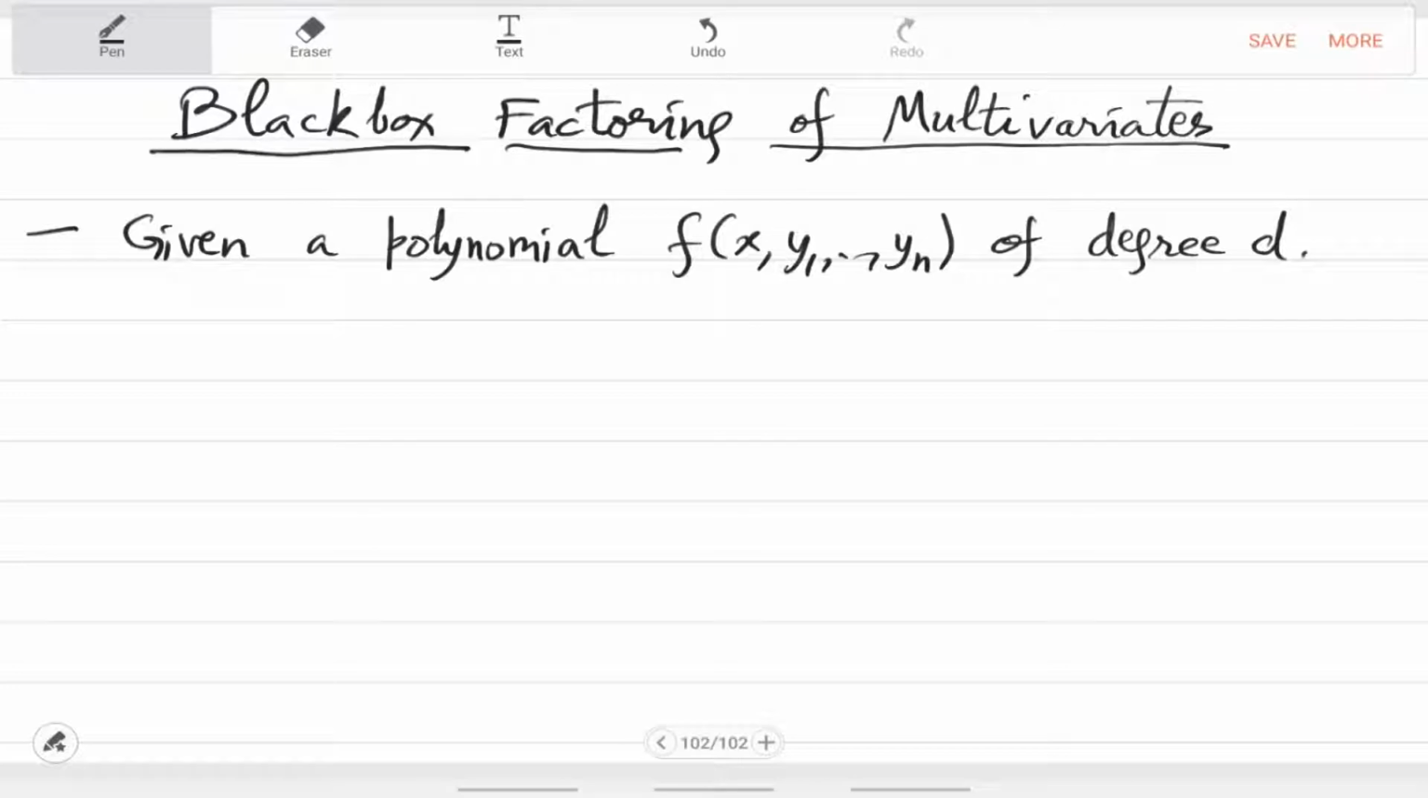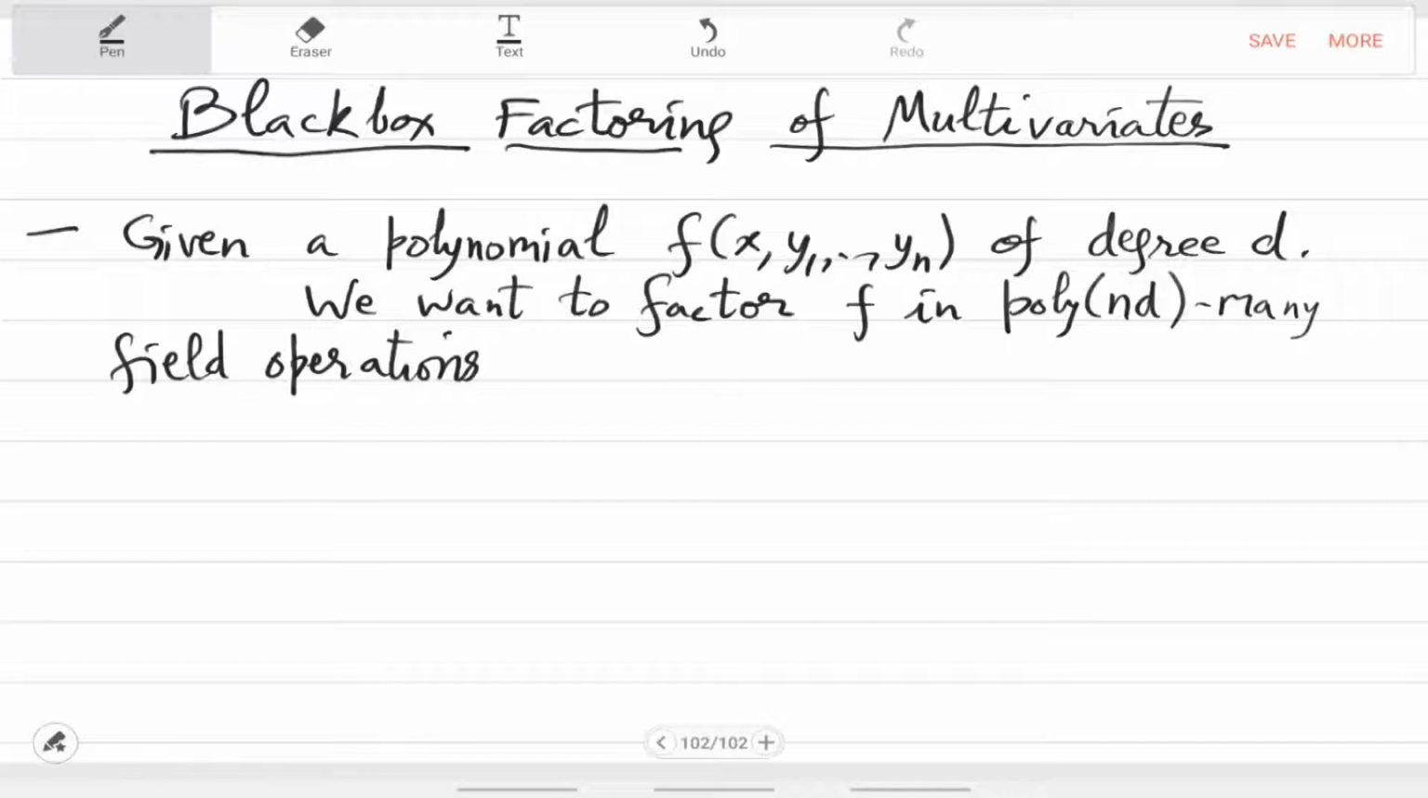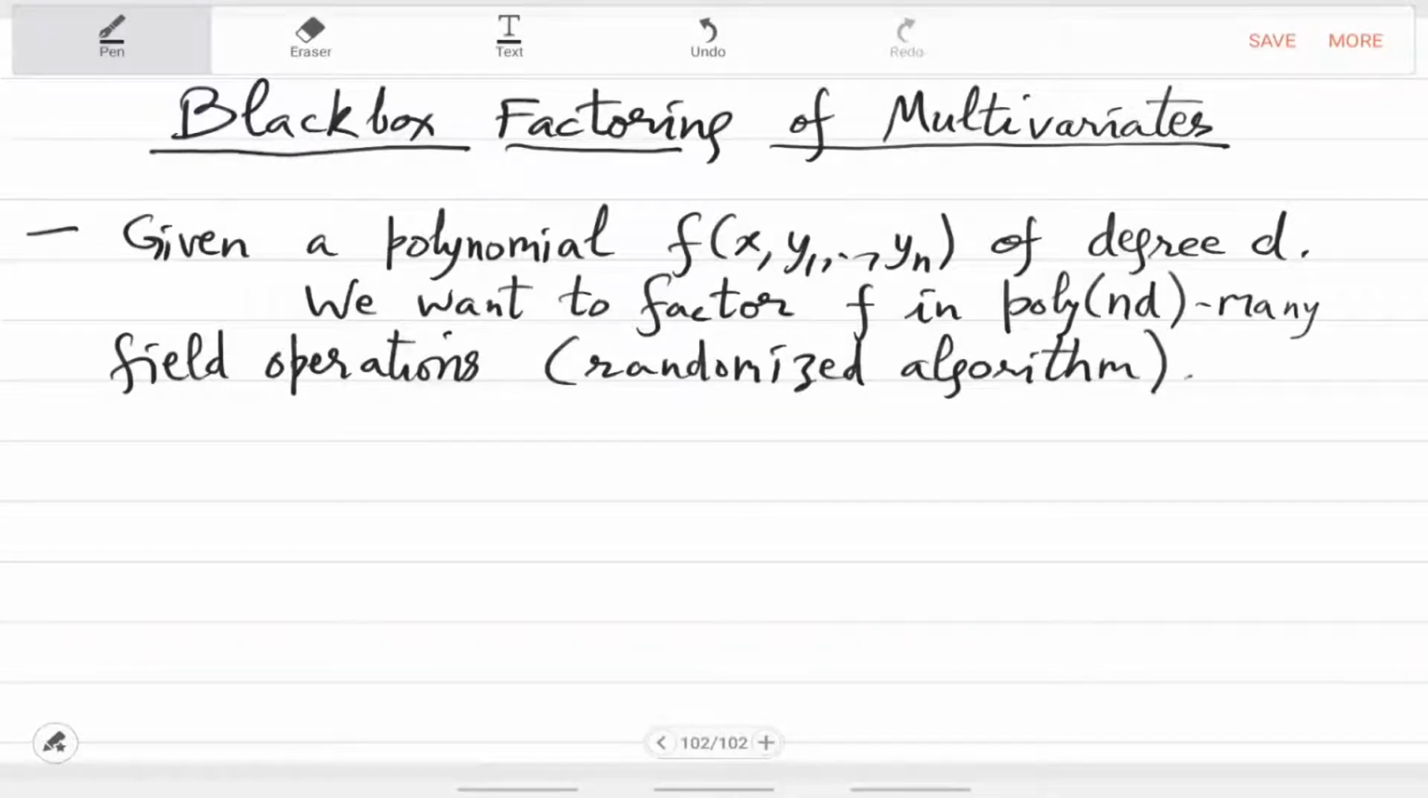So you are given an n plus 1 variate polynomial f of degree d, and what you want is a factor. Factor f in polynomial in n, d field operations, and randomization allowed. That we have to allow, otherwise even univariates you can't factor over a finite field.